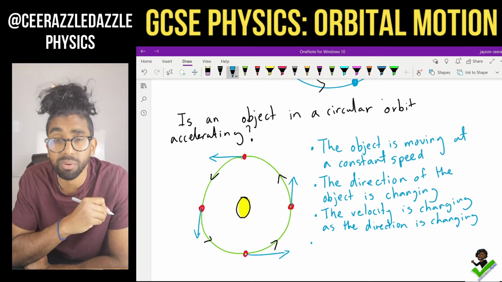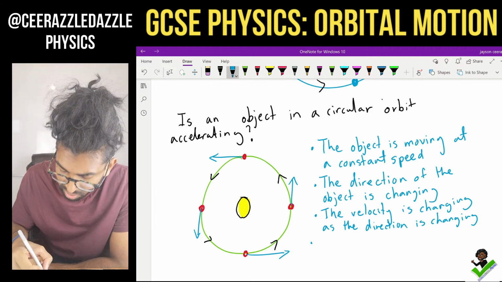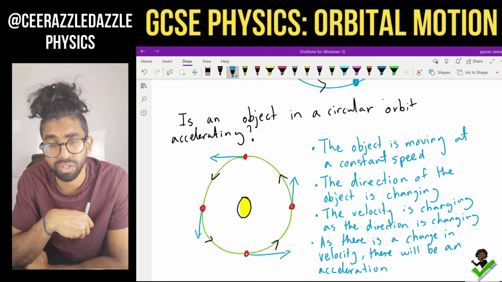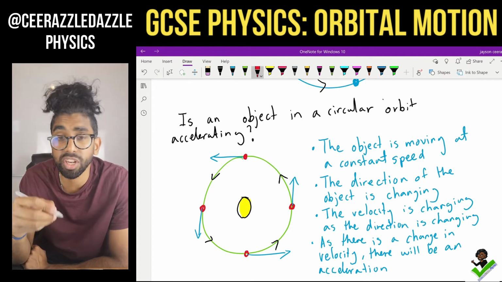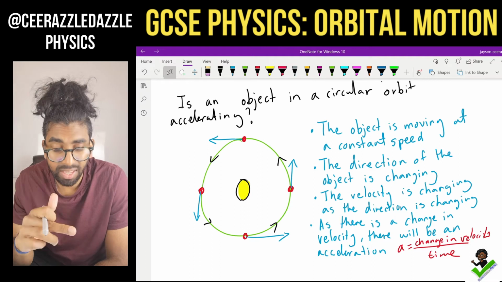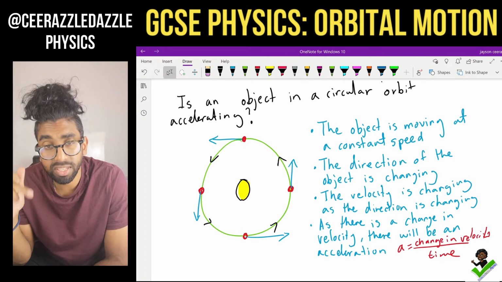So therefore there will be an acceleration. As there is a change in velocity, there will now be an acceleration. And the reason why is because acceleration is change in velocity over time. Right, so recap. Is an object in a circular orbit accelerating?